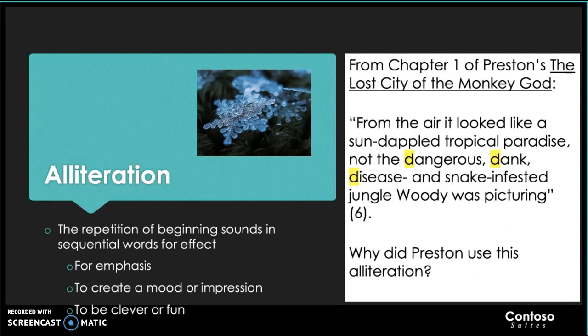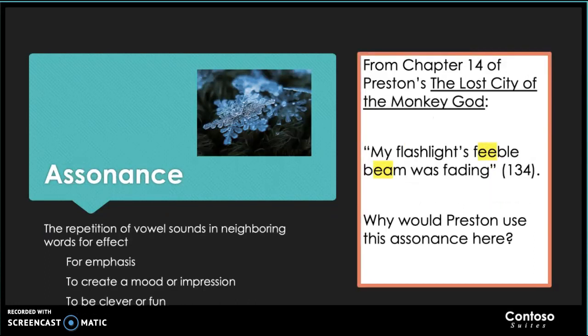And once you start noticing alliteration, it's alarmingly addictive. Anyway, the next one is assonance. Assonance is when the vowel sounds in neighboring words create an effect for emphasis, again, for a mood or impression, or to be clever and fun. Same reasons as alliteration. So here is an example from The Lost City and the Monkey God.